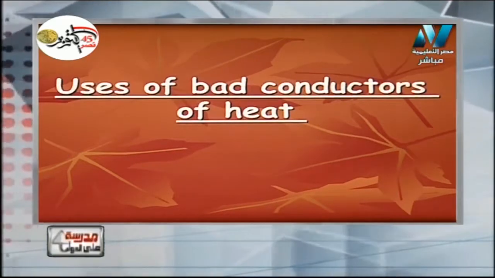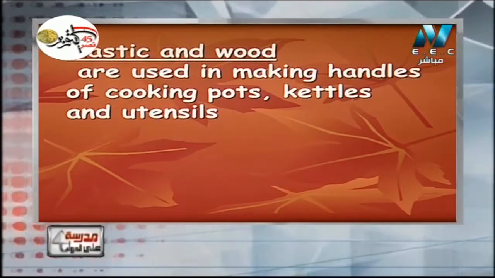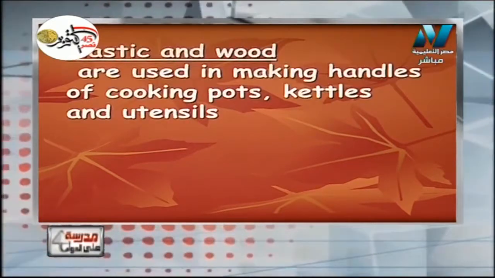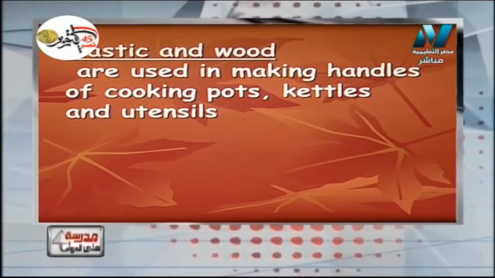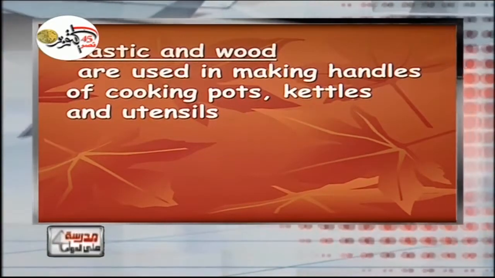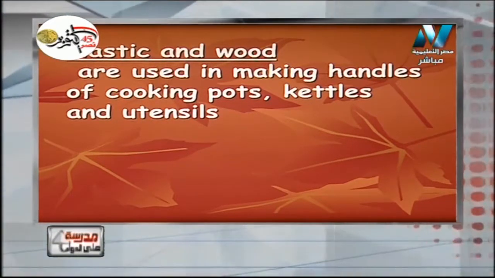So what about the use of bad conductors? Bad conductors such as what? Such as plastic and wood. We use them in making handles of cooking pots and tea boiler and also utensils. يبقى بستخدم البلاستيك او الخشب في صناعة مقبض او يد اواني الطهي او الحلل او الكاتلز، عشان هو bad conductor عشان ما يسببش ارتفاع حرارة للإنسان أو ما يسببش حوادث للإنسان.